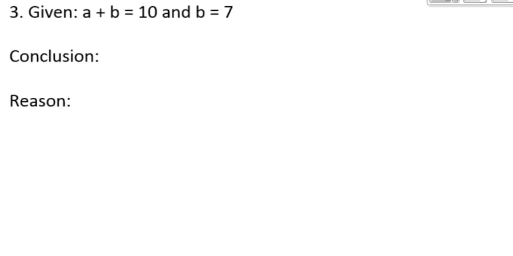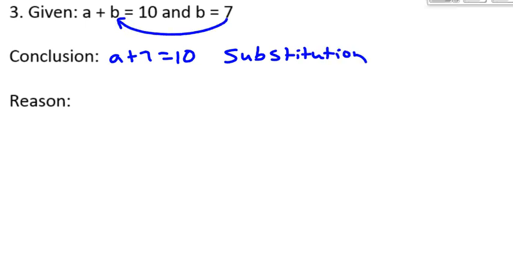All right, given A plus B is 10 and B is 7, conclusion is A plus 7 equals 10. And that would be substitution. All I did is I took the 7 and plugged it in for B. And then I could say that A is equal to 3 by subtraction.